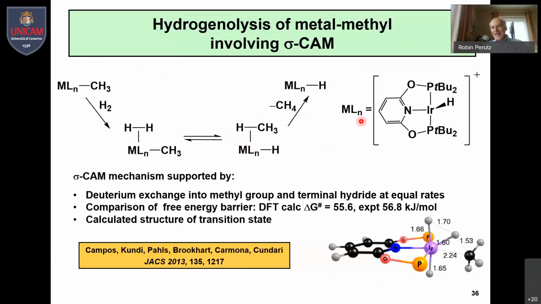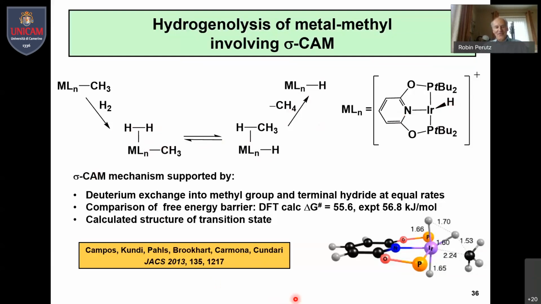The metal Ln here is an iridium hydride pincer cation. So in reality, this has 3 hydrogens attached, one from the original MLn and then 2 more.